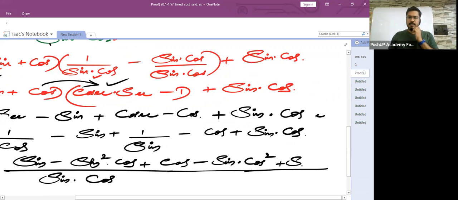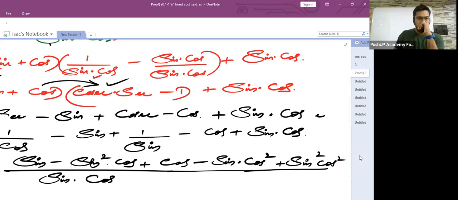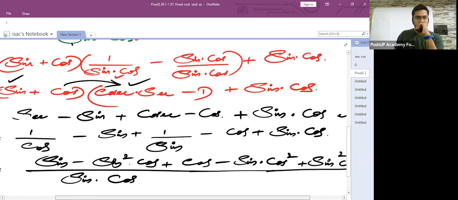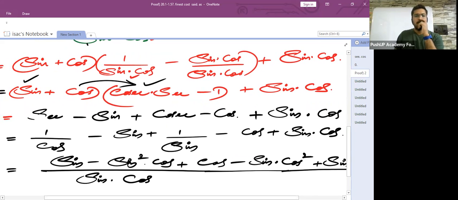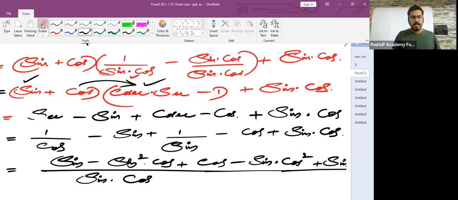Plus sine square cos square. Sir, we would have gotten the same thing if we hadn't individually divided sine and cos with 1 minus sine cos and directly multiplied sine plus cos with it. Same thing. Okay. So this is not working out for us.